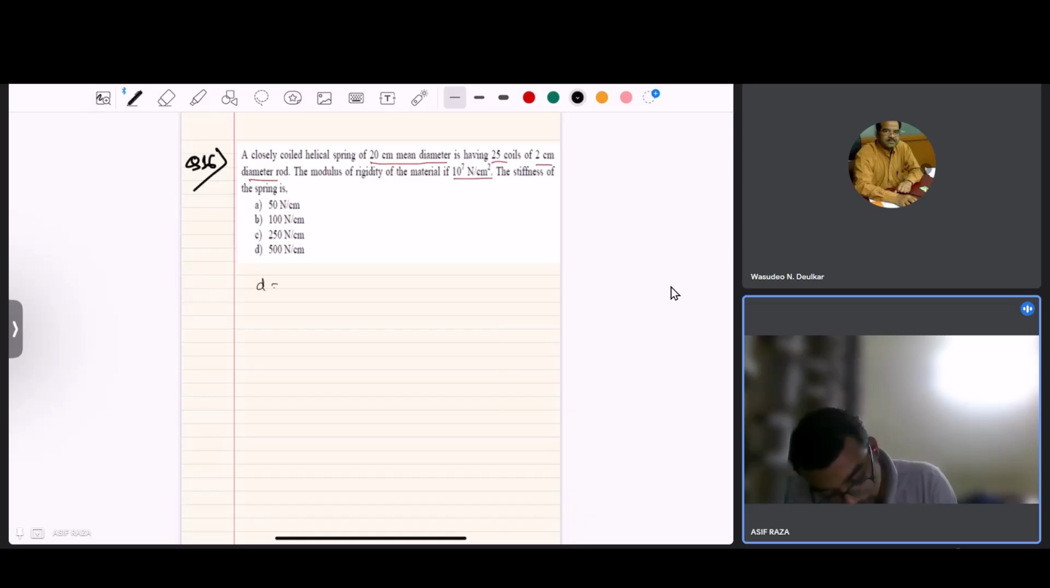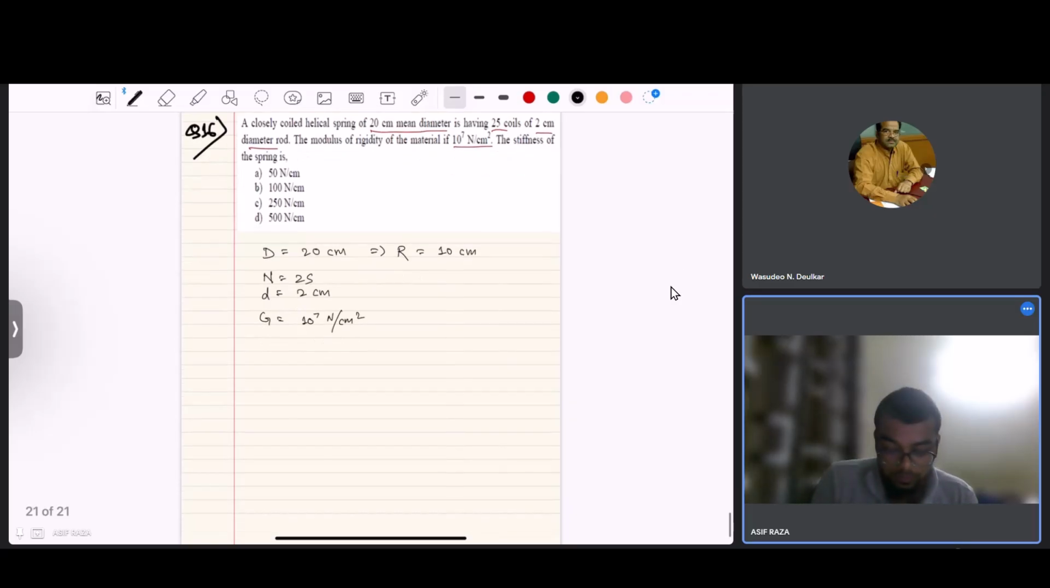So mean diameter is given as 20 centimeter, so I can write the radius of the spring as 10 centimeter. Now number of coils is given as 25. Diameter of the wire is 2 centimeter. Modulus of rigidity of the material G is 10 to the power 7 Newton per centimeter square.